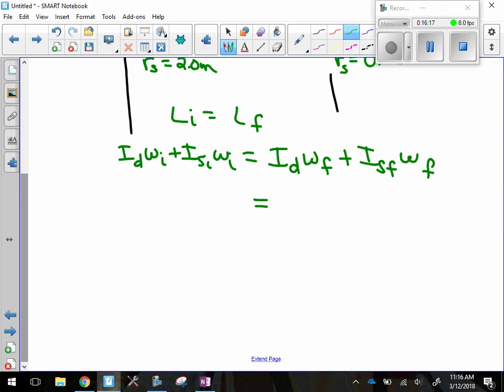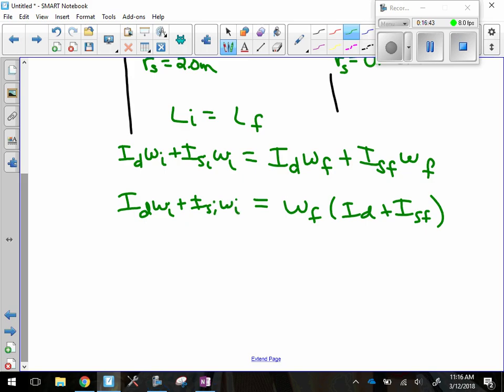I have all those things, so that's a number. So I could factor out omega final from the other side and add it to, and all of this will stay the same. There's something wrong with the reckoning here. Yep.